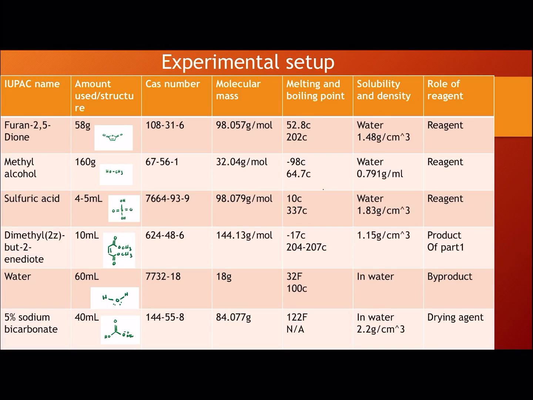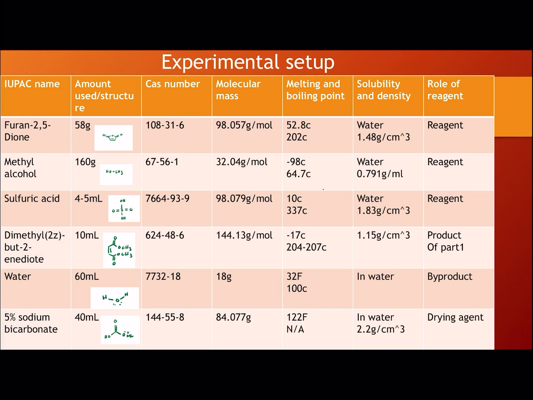So moving on, there are many things that we need to talk about on the experimental setup. Dimethyl maleate is synthesized from the reagents maleic anhydride, methyl alcohol, and sulfuric acid, which speeds up the reaction. We have water as a byproduct of the reaction, and 5% sodium bicarbonate. It is used as a drying agent for excess water.